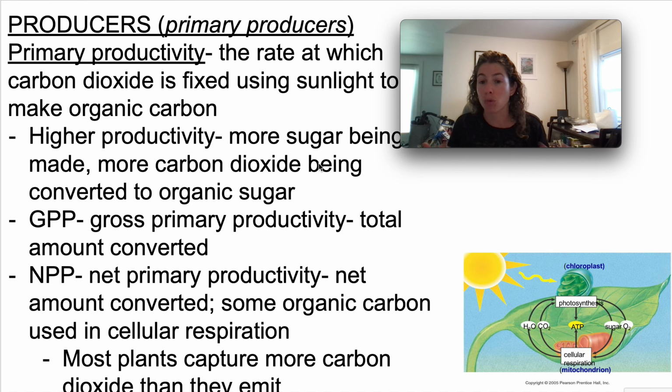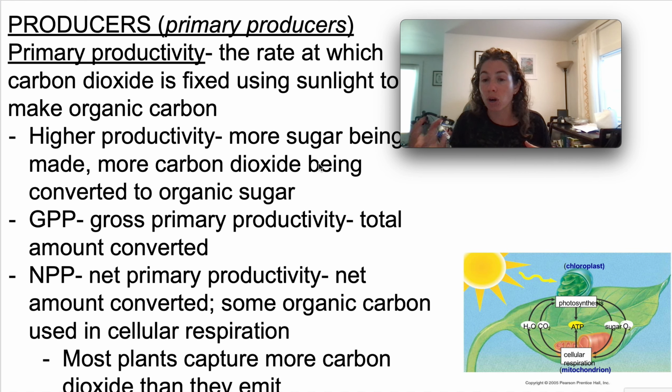So plants are doing both. We only do cellular respiration. We eat their glucose. We eat plants to get their glucose, and then we use that glucose that we've eaten to make cellular energy so that we can go do activities with our bodies and with ourselves. So NPP: a primary producer does photosynthesis and does cellular respiration.